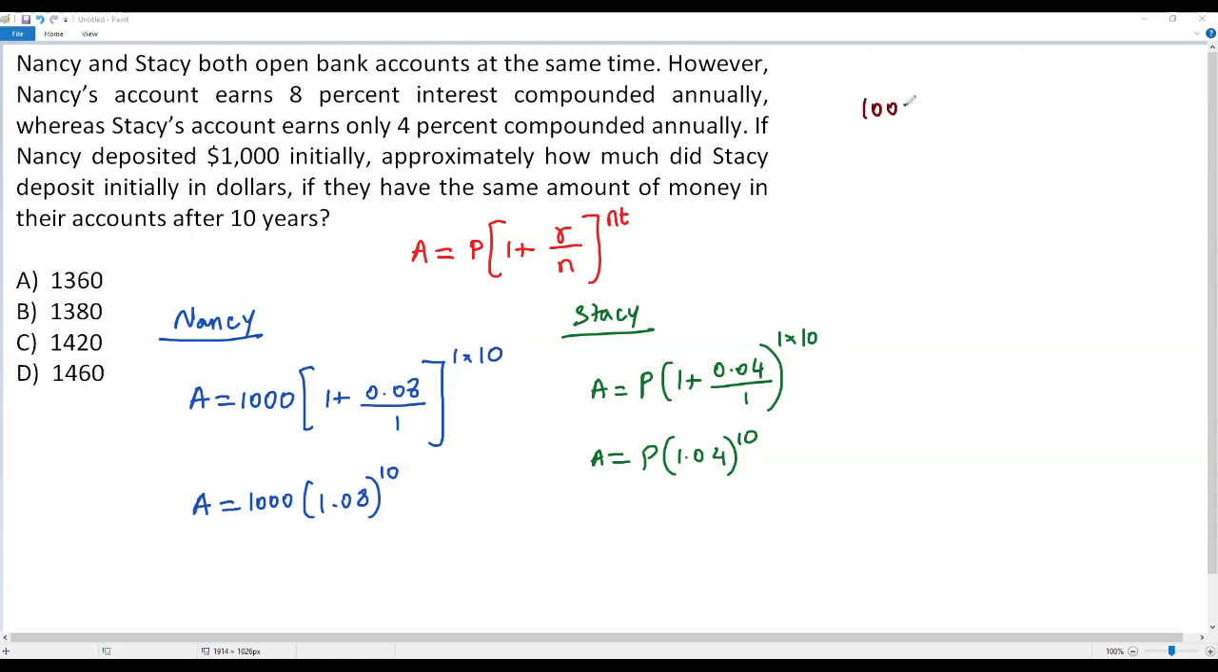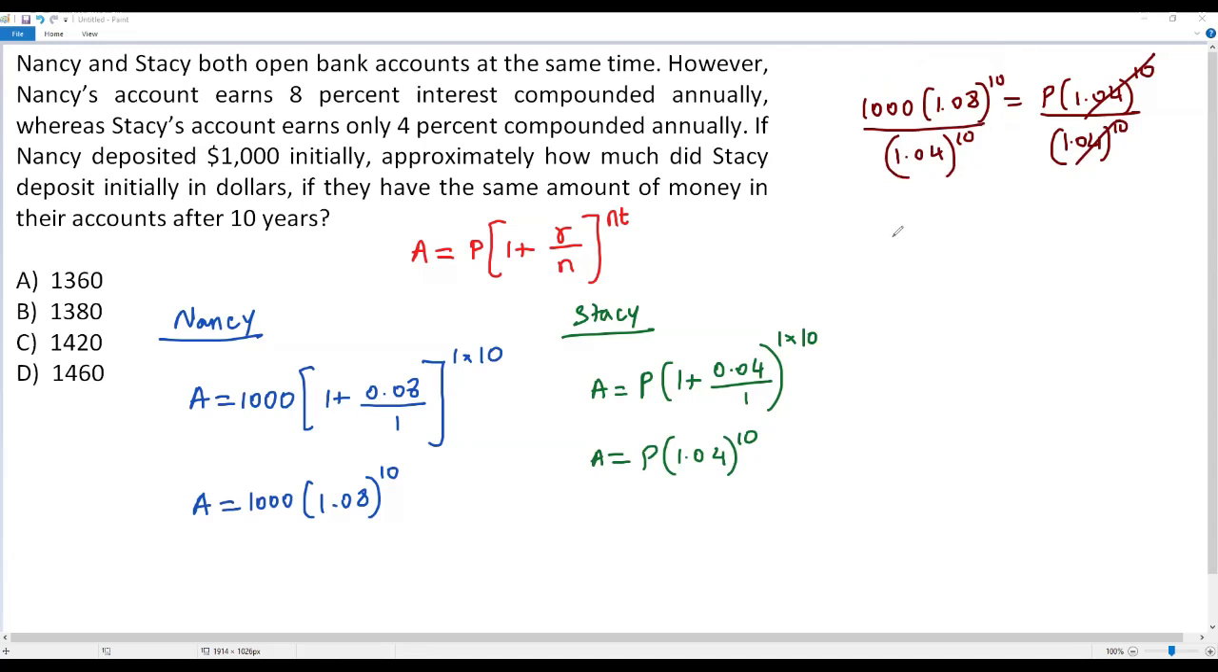That is, 1000 times 1.08 raised to the power of 10 equals P times 1.04 raised to the power of 10. Now my aim is to solve for P. This P represents the amount deposited by Stacy initially, so that's what we have to find. Let me divide both sides by 1.04 raised to the power of 10 to solve for P. Let me divide on the left side by the same value, 1.04 to the 10th power. So this one will cancel out. And now we can evaluate this using a calculator.